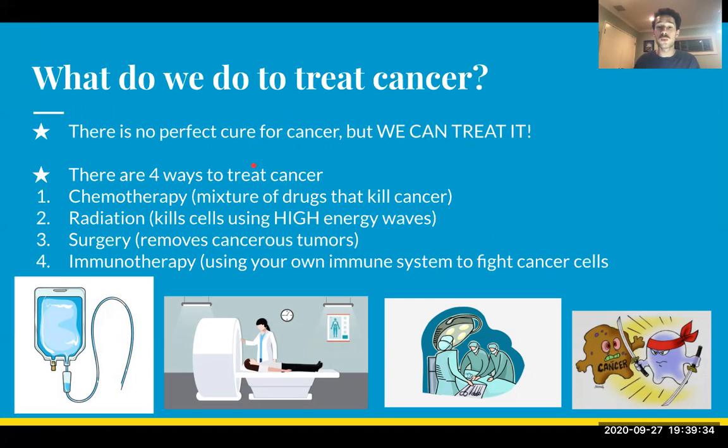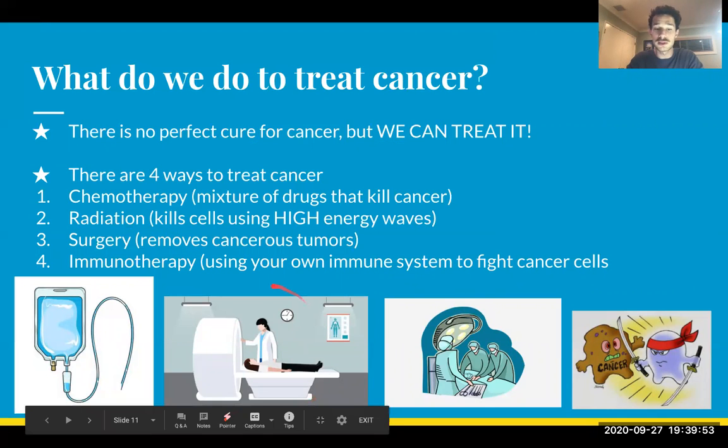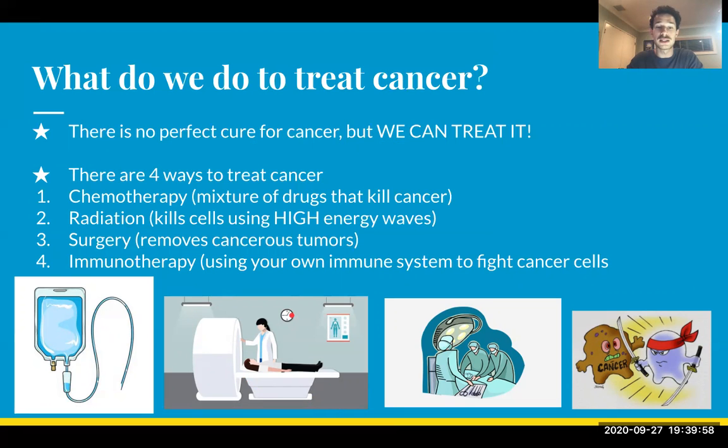So there are four ways to treat cancer. The first way is called chemotherapy, and that's a mixture of drugs that kill the cancer in your body. The second way is radiation. Radiation is when the person who has cancer goes in this big machine that kind of looks like an X-ray, and this machine puts high energy waves, kind of like X-rays, into their body that kill the cancer cells. Remember those big collections of cells, those cancer cells? It kills them with these high energy waves.